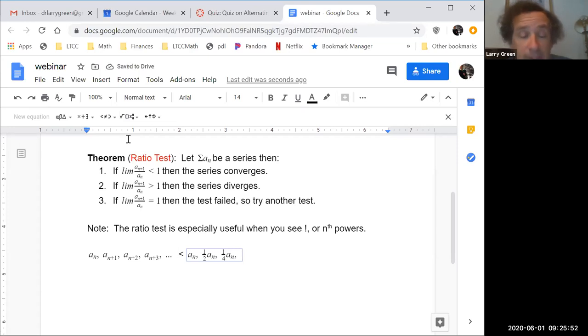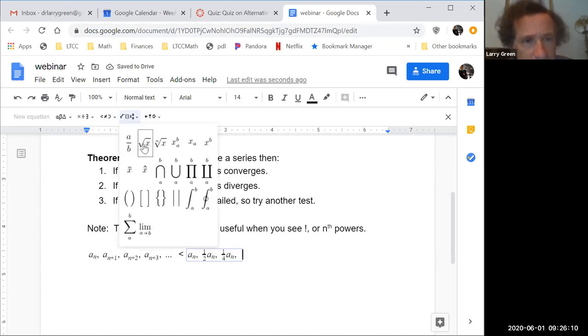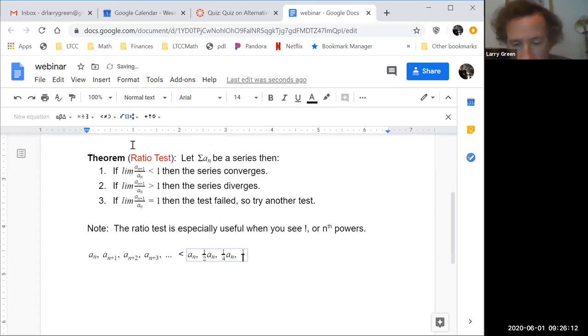Well, the next one, A sub n plus 3, will be less than a half of A sub n plus 2, or an eighth of A sub n. Any questions on this inequality, the sequence of inequalities?